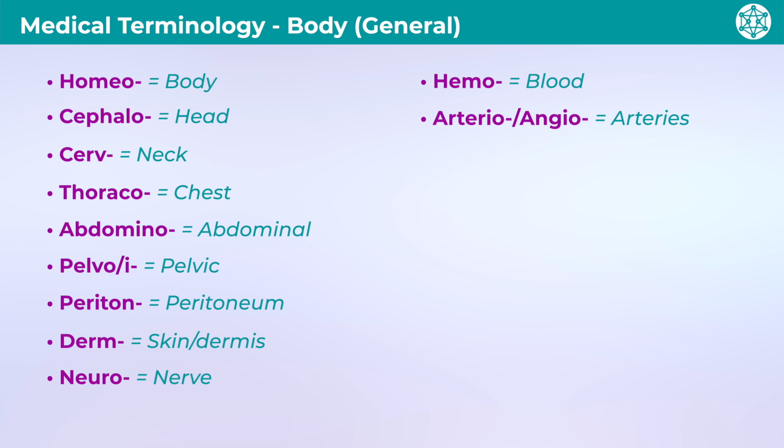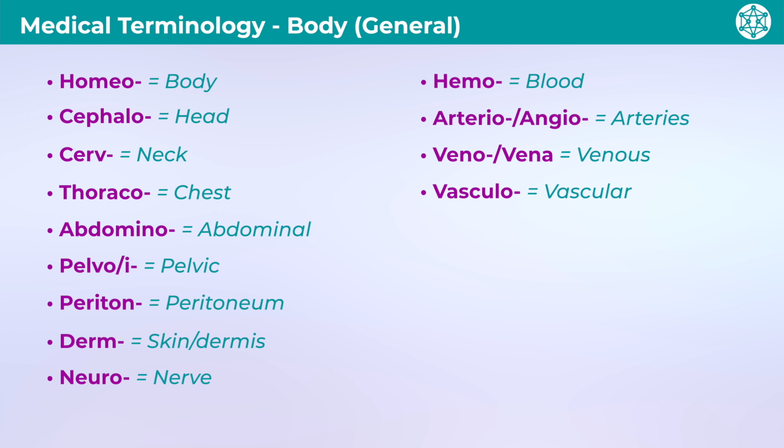Derm, which means skin, or more specifically dermis, and neuro for nerve and hemo for blood. Arterio or angio for arteries. So for arterio and angio, you might have heard of angioplasty or angiograms. They all have to do with arteries. The next one is veno or vena, which is just the venous system or veins. You may have heard of the inferior or superior vena cava. So that's a way to remember them.